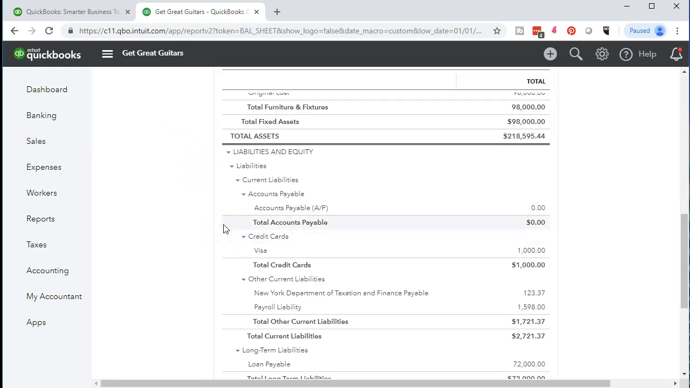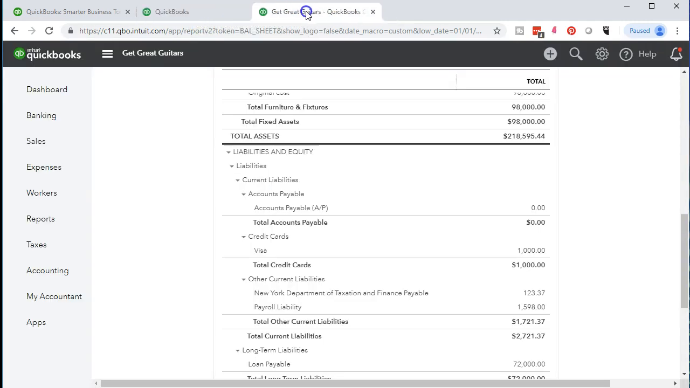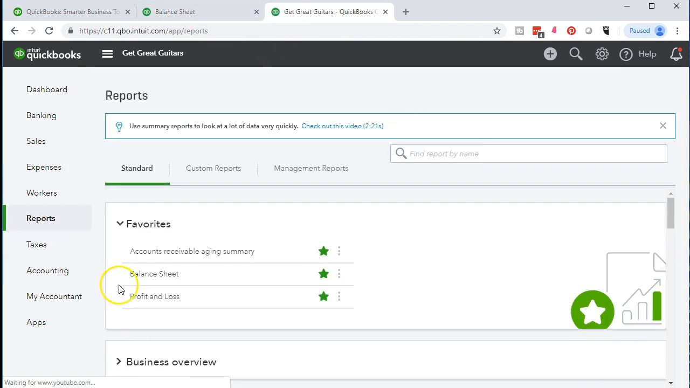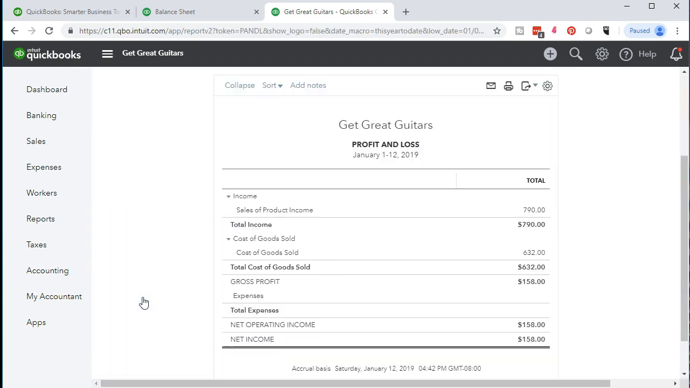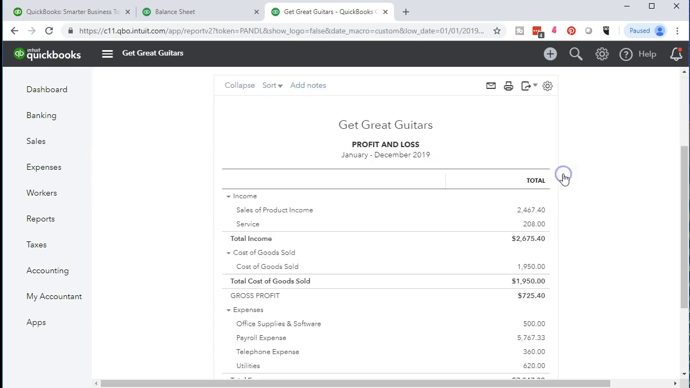Now let's take a look at the income statement side, or the profit and loss side. To do that, we'll open up a new tab by right-clicking on this tab and go to Duplicate. I'm going to pull this tab to the right so that the balance sheet is labeled balance sheet, and then we'll go to the reports down below. We're going to go to our other favorite report, the income statement or profit and loss. Change that date range up top to 01/01/19, 12/31/19, and run that report.